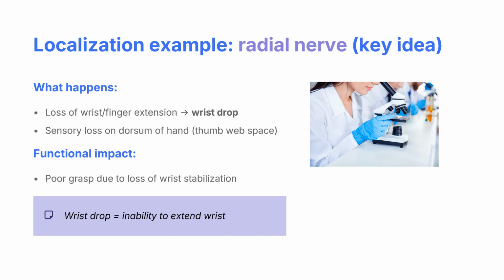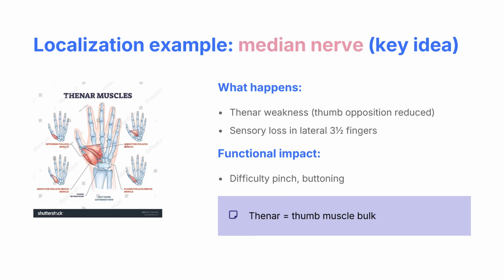Functionally, any grasp will be poor, or there is a weakness in grasping anything, like a bottle or a ball or something, because the wrist is not stable and it is giving way. So wrist extension is essential for a power grip. Otherwise, it will not hold any object. Okay. Now let's see what happens in another nerve.